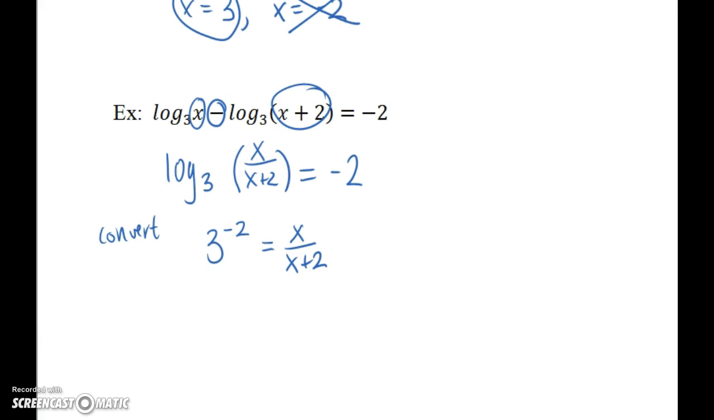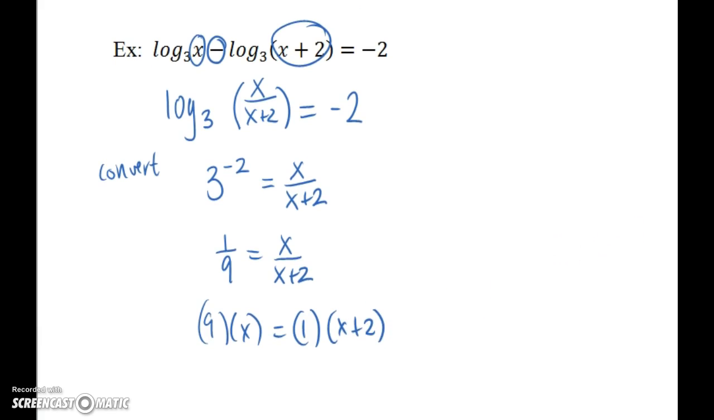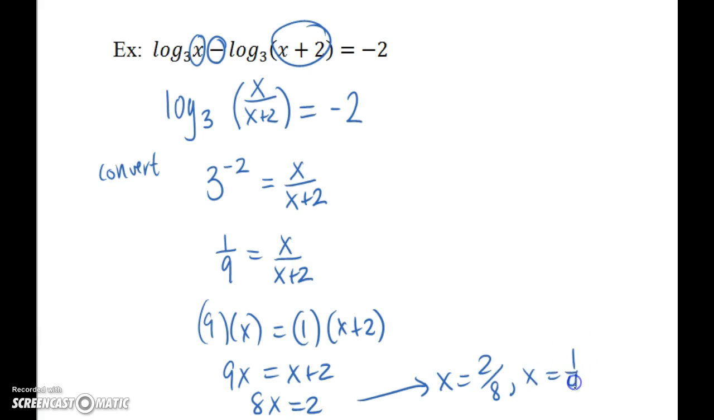Alright, so now we're going to solve this as a regular equation. 3 to the negative 2 is 1/9. And because we have a fraction equal to a fraction, or a proportion, we can cross multiply. So let's do 9 times x and 1 times x plus 2. And so we get 9x equals x plus 2, or 8x equals 2, or x equals 2/8, or x equals 1/4. And again, if we take 1/4 and substitute it for either x, you're not going to be taking the log of a negative number, so x equals 1/4 is a valid solution.